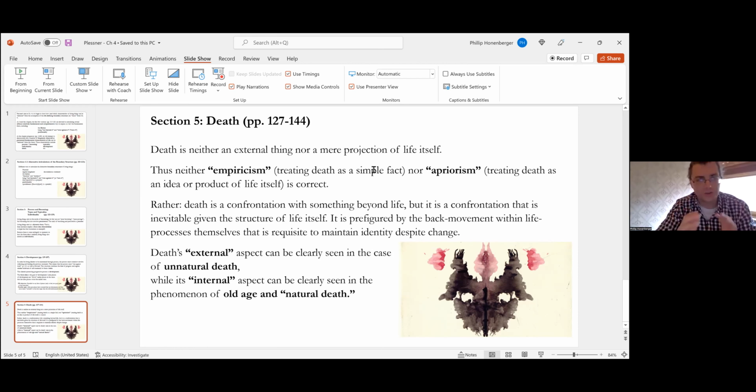partial but ultimately incorrect accounts, because death, in his positive view, is indeed a confrontation with something beyond life. It's not just produced internally to life, but it's a confrontation that is inevitable given the structure of life. And so he actually connects this with the kind of back movement of life processes themselves. I wasn't entirely sure how that was supposed to work, but there's a line or two where he does that.